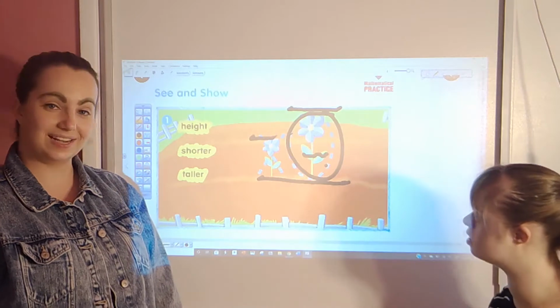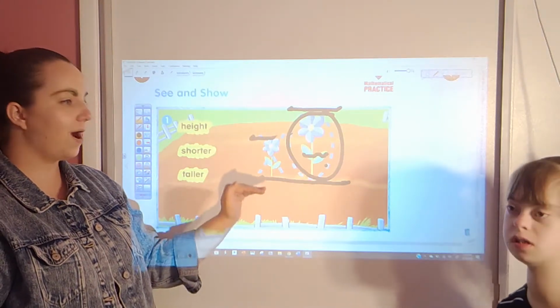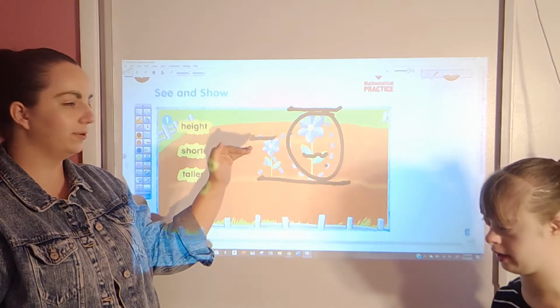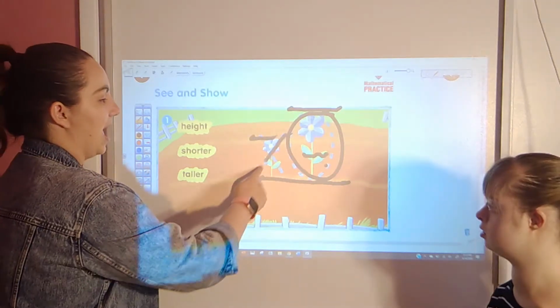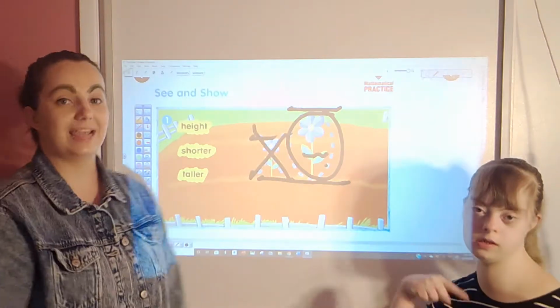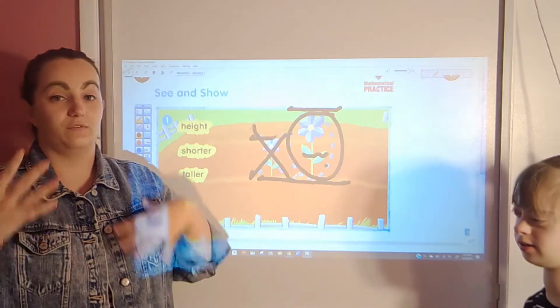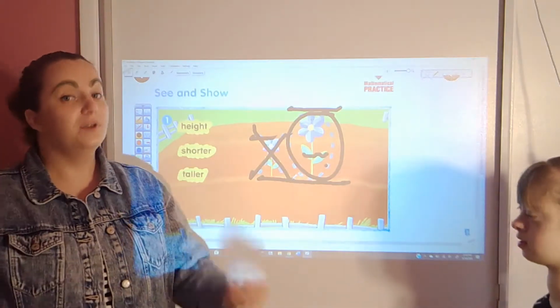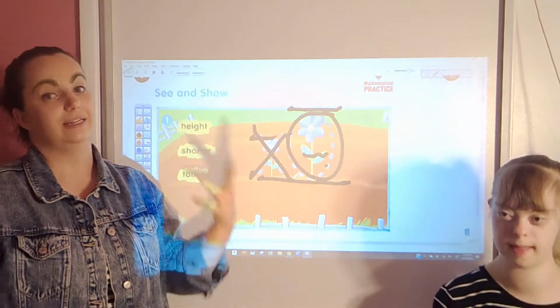Yes, very good, Kaylee. That flower is shorter. It's not as tall. It only grew to be this tall. So we put an X on that flower to say it is shorter. Nice job. We've warmed up and gotten familiar with the words height, taller, shorter, same.